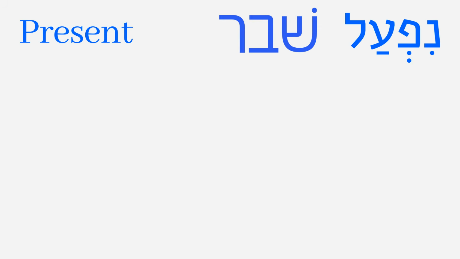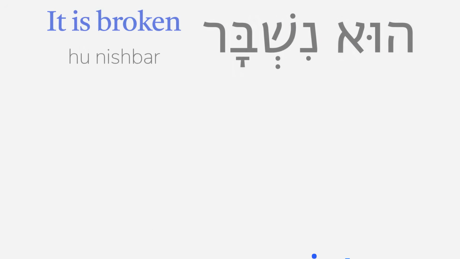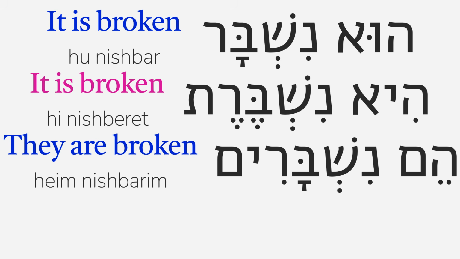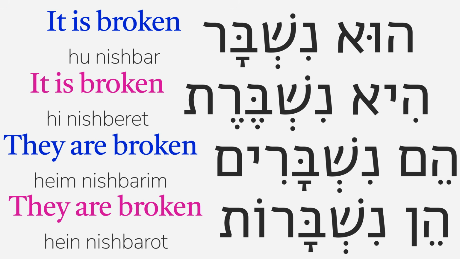The other present tense forms are made from the masculine singular nishbar. Hu nishbar, it is broken in masculine form. Hi nishberet, it is broken in feminine form. Hem nishbarim, they are broken in masculine form. And hen nishbarot, they are broken in feminine form.